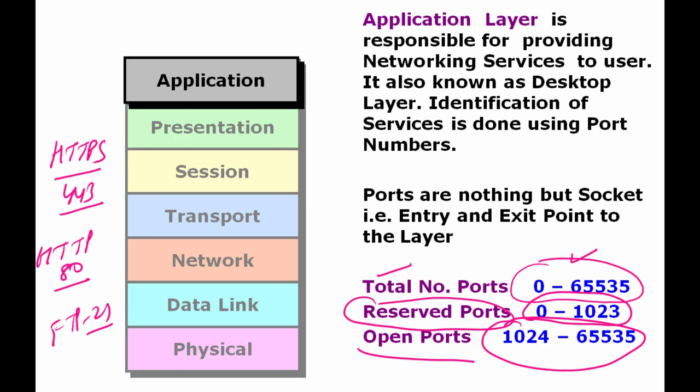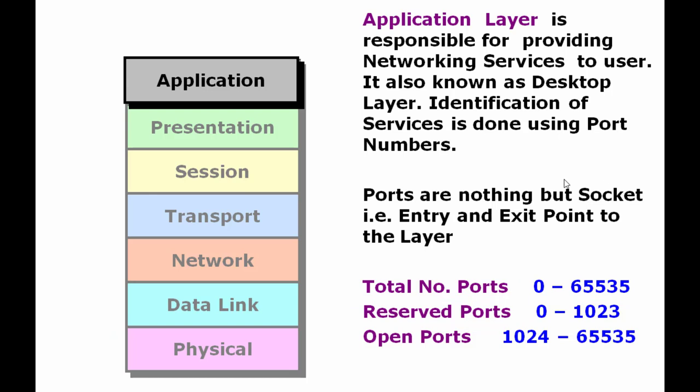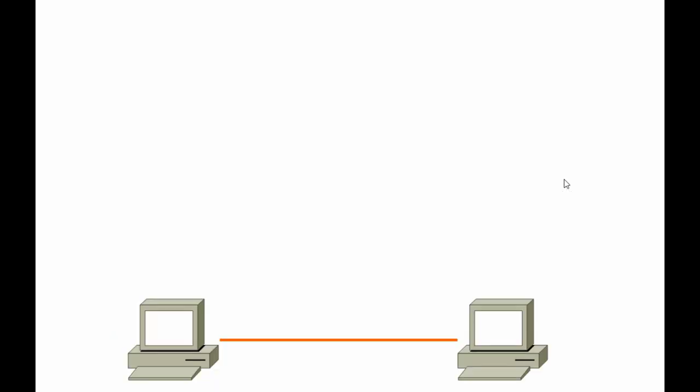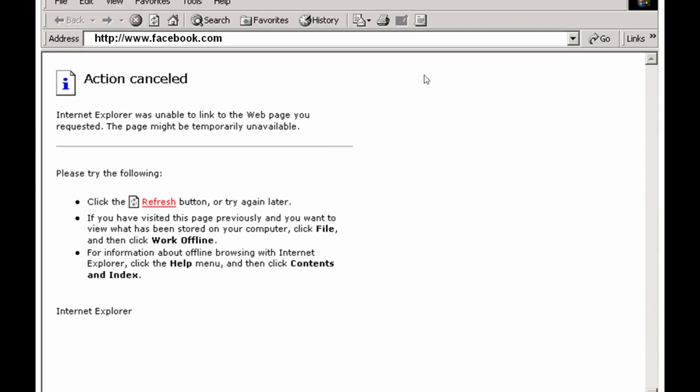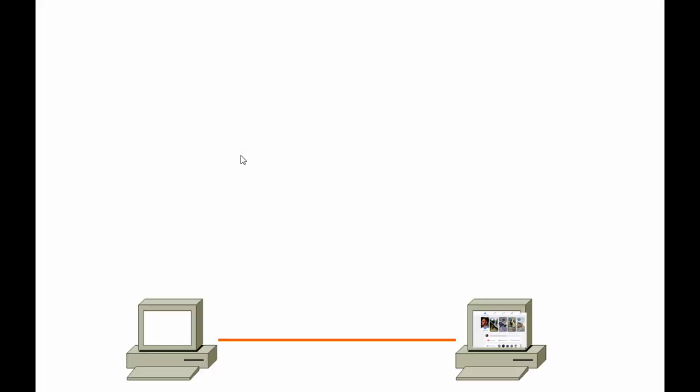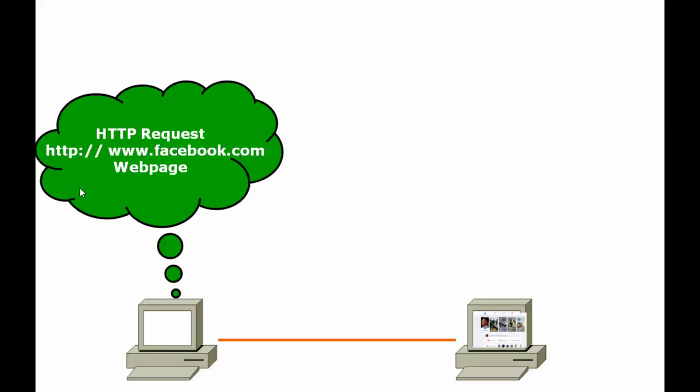Now let's check some examples of the application layer. For example, I am a client and I want to access a web server. Say I want to access Facebook. I need to use a browser like Chrome, Internet Explorer or Firefox, and I will type www.domainname.com. I'm taking Facebook as an example. Facebook is a domain name, and the client wants to access the web server with facebook.com.